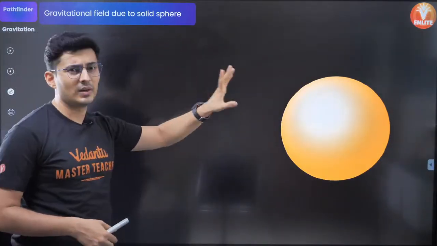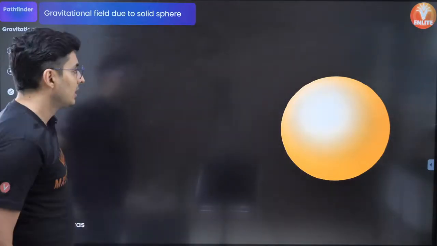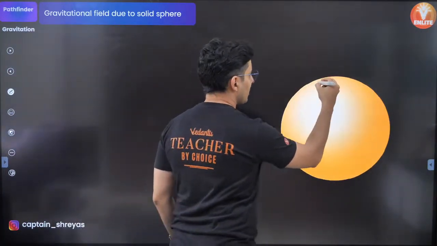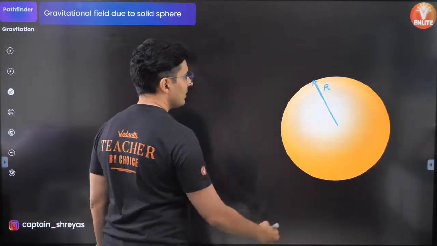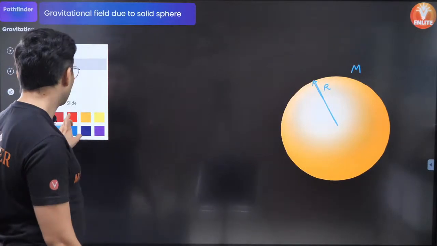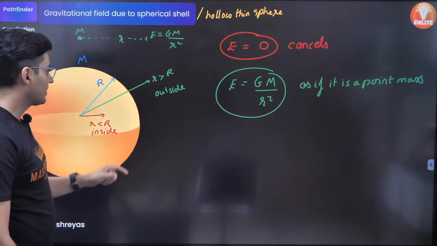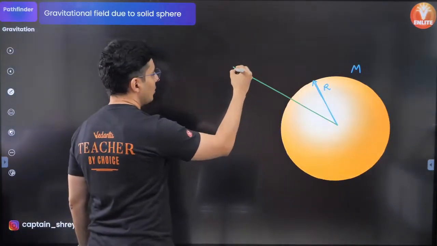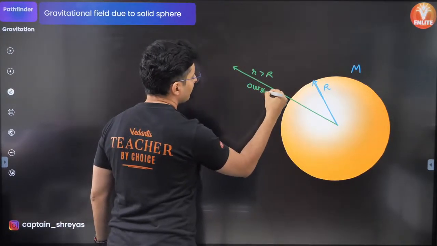Gravitational field due to a solid sphere. This is a solid sphere. It's completely filled. It's a huge chunk of mass. Now, again, there is a small modification in this formula. This is R. The mass of the solid sphere is M. Let's talk about when you are outside and then inside, just like we took two cases. So first, let's go outside. So R is more than R and I'm outside.